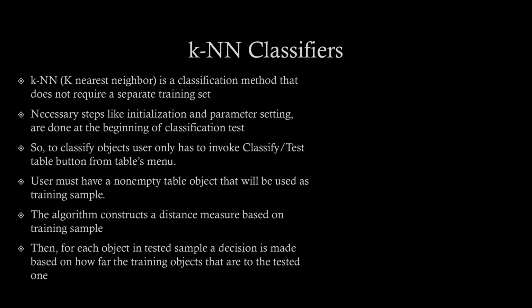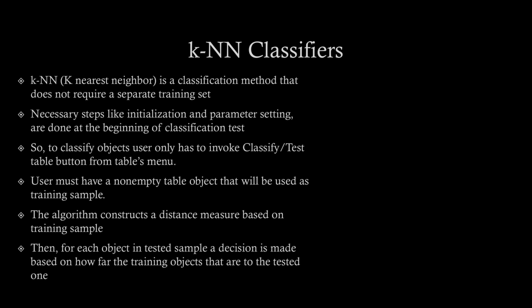Next, we have the KNN classifiers. So KNN, which is also known as K nearest neighbor, is a classification method that does not require a separate training set. So necessary steps such as initialization and parameter setting are done at the beginning of the classification test. To classify objects, the user only has to invoke the classification/test table button from the tables menu. A user must have a non-empty table object that will be used as a training sample.